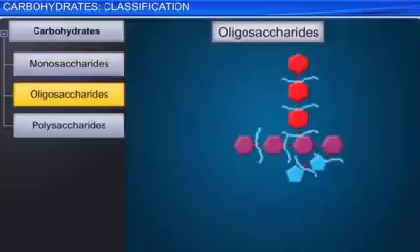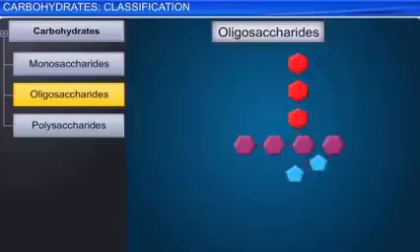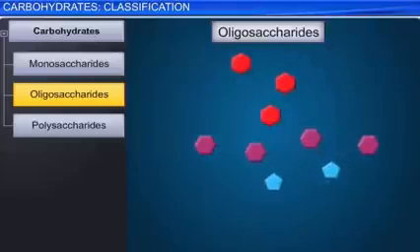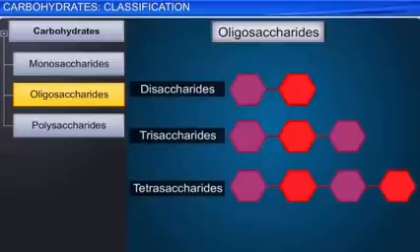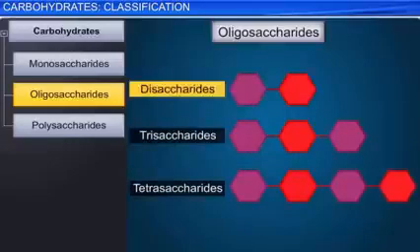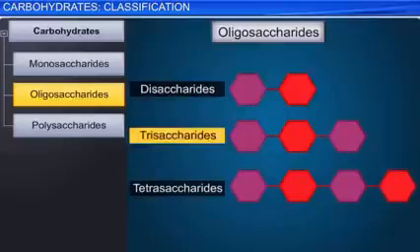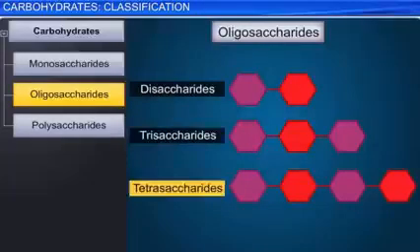Oligosaccharides yield 2 to 10 monosaccharide units when hydrolyzed. On the basis of the number of monosaccharide units that are produced on hydrolysis, this group of carbohydrates can be further classified into disaccharides, trisaccharides, tetrasaccharides, and so on.